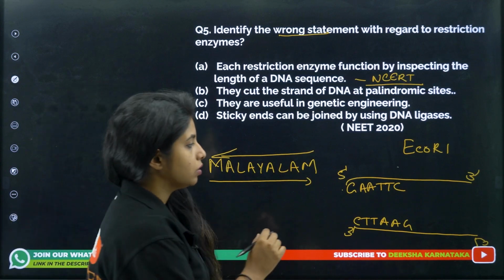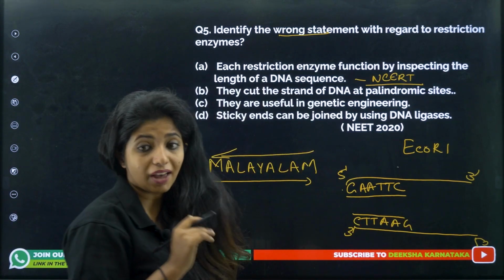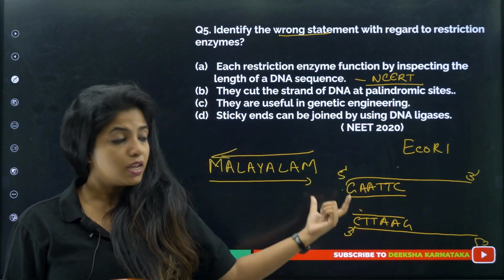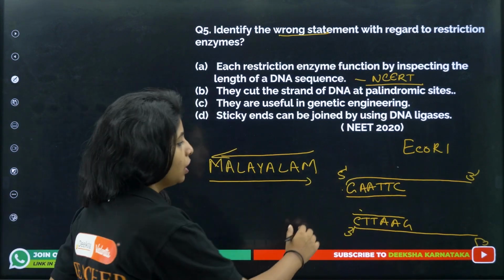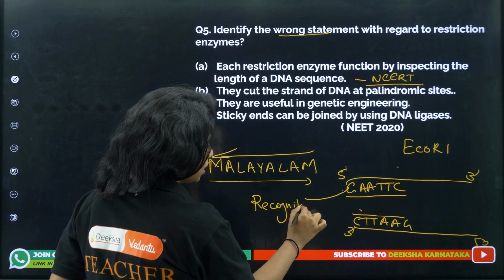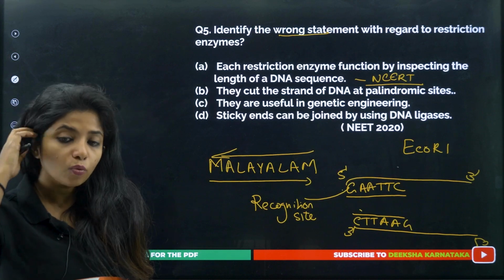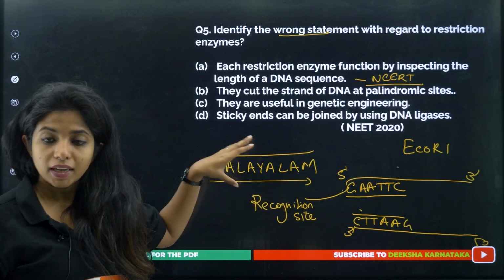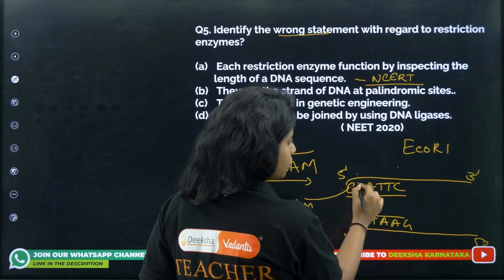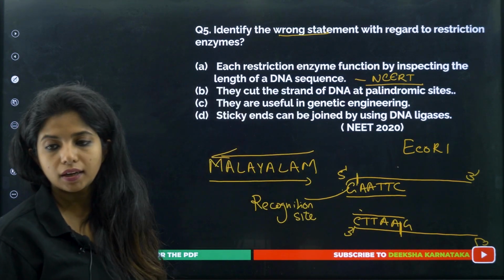EcoR1 goes and cuts in this particular sequence. They have a specific sequence. Only if they find this particular sequence will they make a cut. This is known as the recognition site of the enzyme. Cool. Now, where are they going to make the cut? In the recognition site, they also have a specific position for making a cut. Over here, they are going to cut between G and A. Similarly, over here also, they are going to make a cut between G and A.